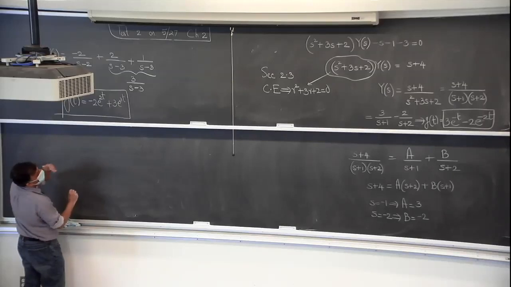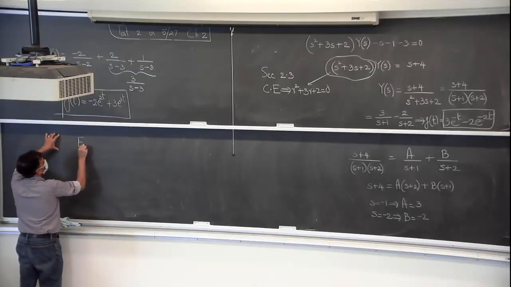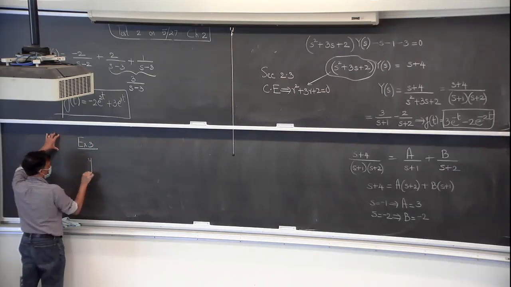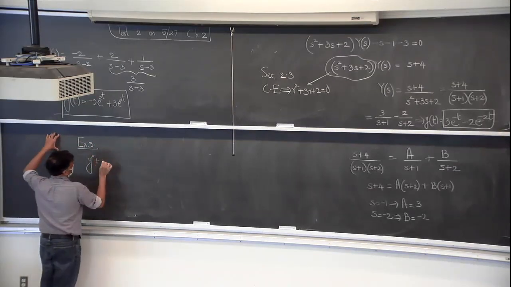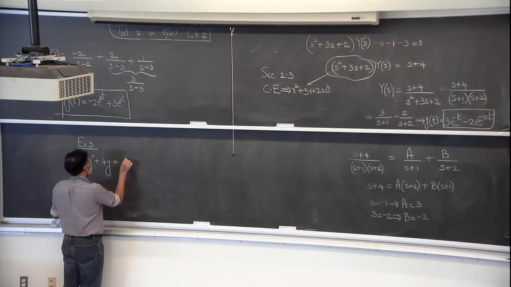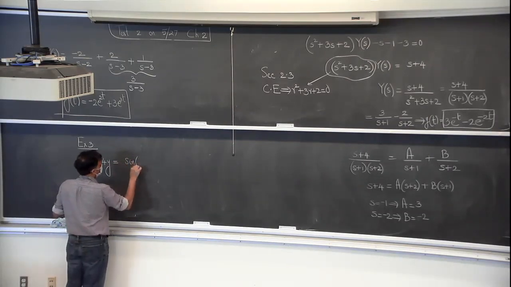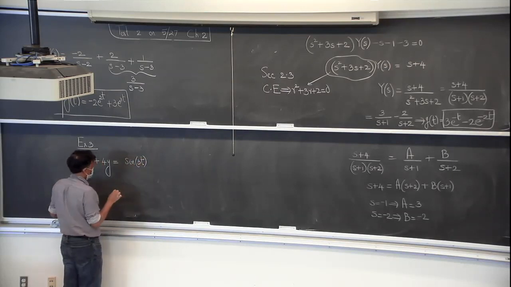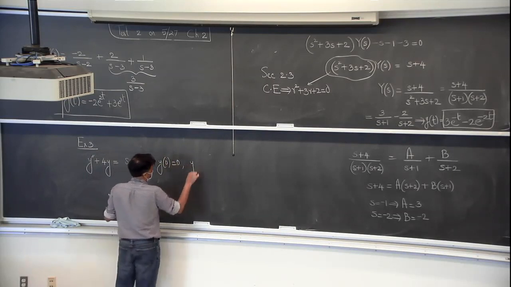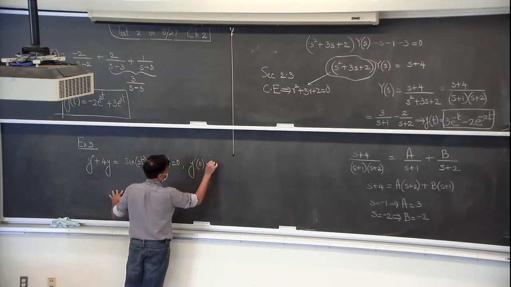Example 3. Let's do a non-homogeneous case. y double prime plus 4y, not y prime, equal to, I don't know, sine of 3t with y of 0 equal to 0 and y prime of 0 equal to 0.